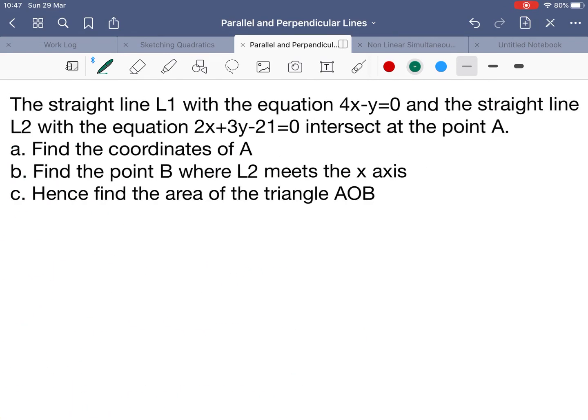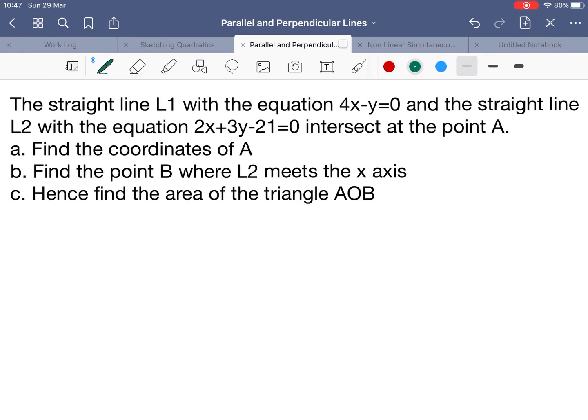So, a straight line L1 with the equation 4x minus y equals 0, and the straight line L2 with the equation 2x plus 3y minus 21 equals 0, intersect at a point A. Find the coordinates of A. Find the point B where L2 meets the x-axis, and hence find the area of the triangle.